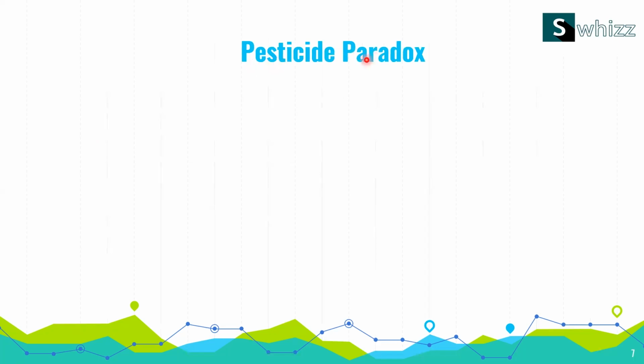Pesticide paradox. Let's understand what a pesticide is. A pesticide is like a remedy we use for a better crop, which is affected by infections and some other crop diseases, so that those crops become healthier because of using the pesticide.